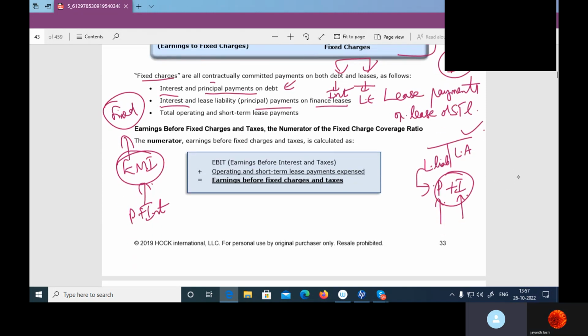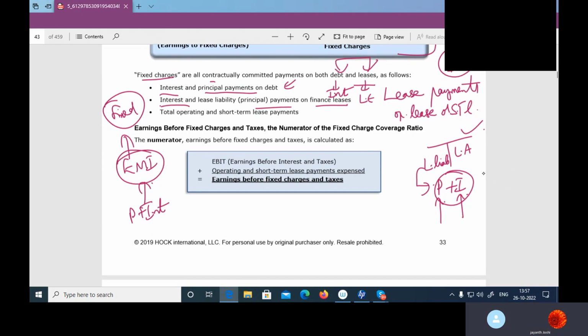Could you explain this lease asset again? Lease asset is nothing but the asset which you have taken on lease for 30 years or 20 years. Since you are deriving economic benefits from that, it's an asset for you, so you show it on the asset side of the balance sheet. Even though you are not the legal owner of that asset, you are still deriving economic benefits out of it, so you have to show that on your asset side.